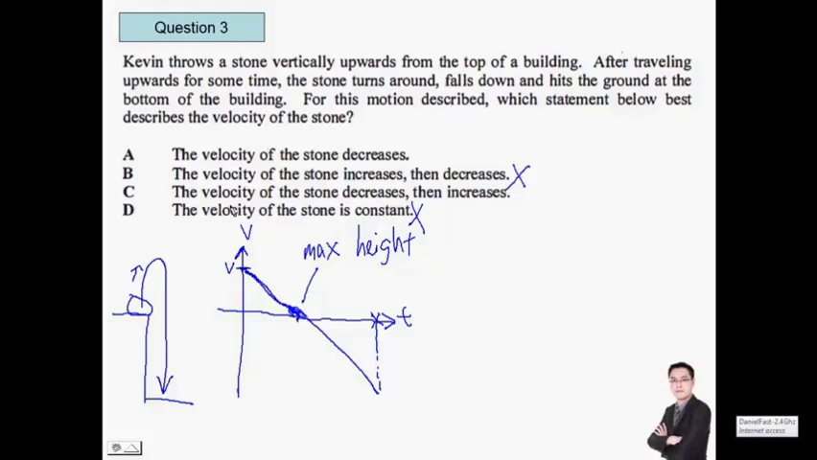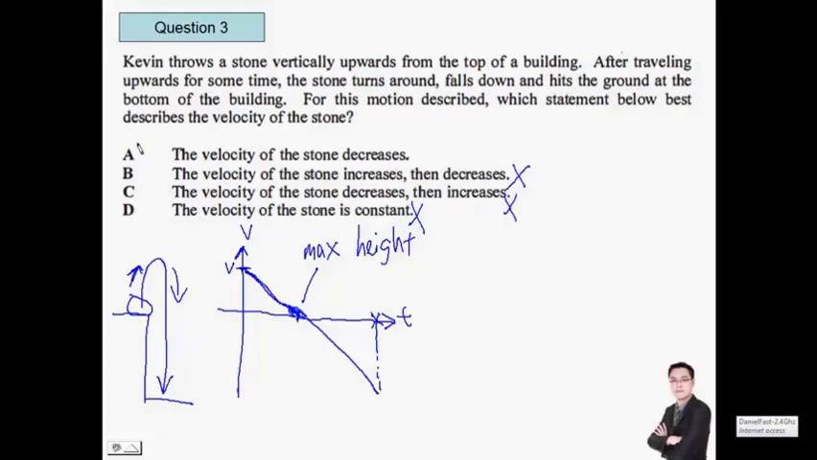That leaves A and C. Now we look at option C. The velocity of the stone decreases, then increases. When the stone is moving upwards, its speed is decreasing. And then when it's coming down, the speed is increasing. If this says that the speed of the stone decreases, then increases, then option C is correct. But in this case, we are talking about velocity. So C is not the answer.